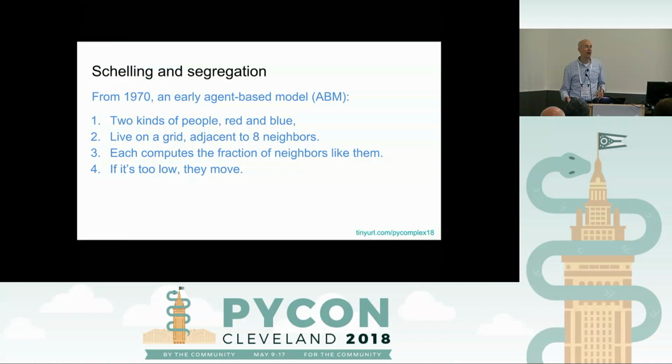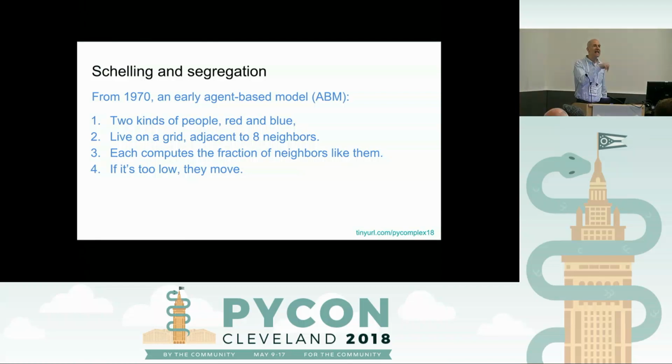So the first model I'm going to run through is from 1970. It's one of the earliest examples of agent-based models. It was proposed by an economist named Thomas Schelling, and it's a model of segregation in housing, like segregation in a city. So here's what the model looks like. We've got a grid world where everybody lives on a block in a two-dimensional grid. And there are two kinds of people. There are red people and blue people.